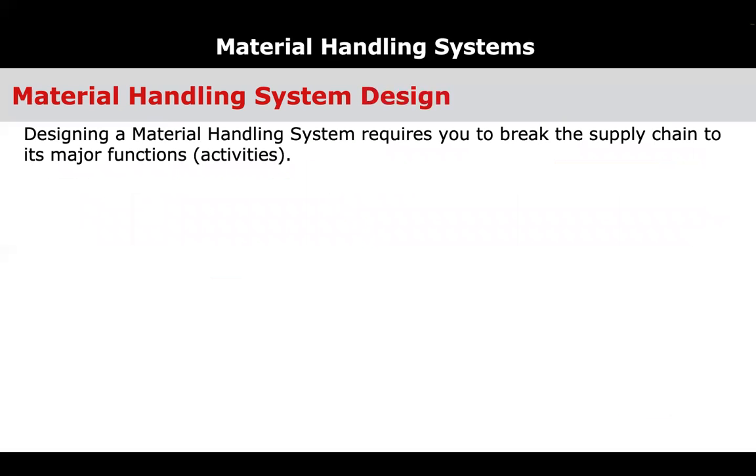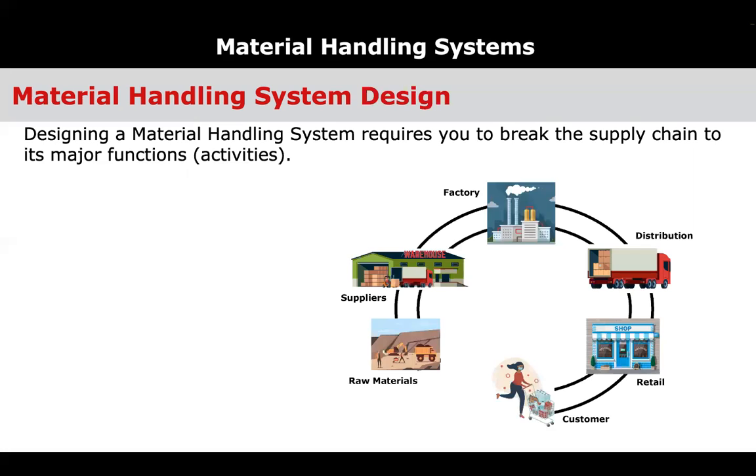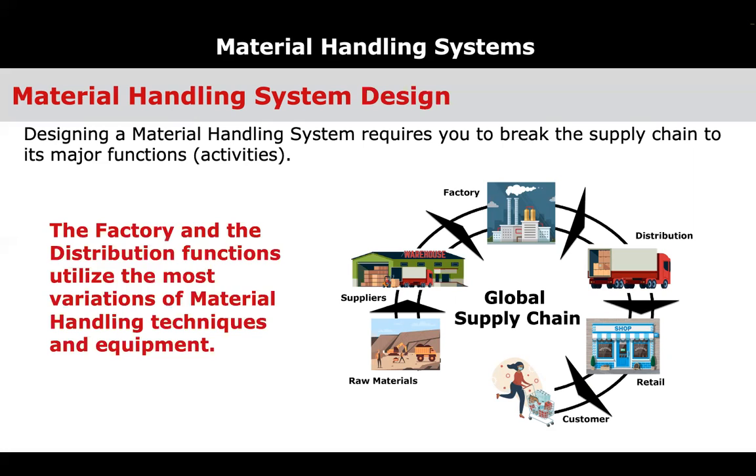So, designing the material handling systems requires you to break the supply chain to its major function activities. All right, so you got raw materials going to the factory, going to distribution, going to the retailer, going to the customer. But the factory and distribution functions utilize the most variations of material handling techniques and equipment. In suppliers, raw materials, the retail, whatever, you definitely have different material handling techniques and equipment.